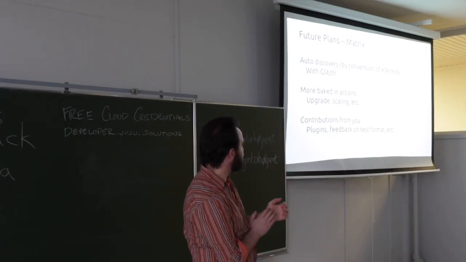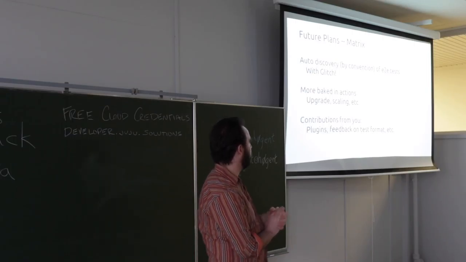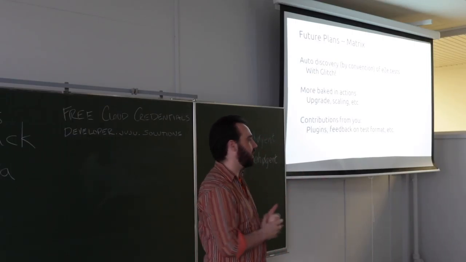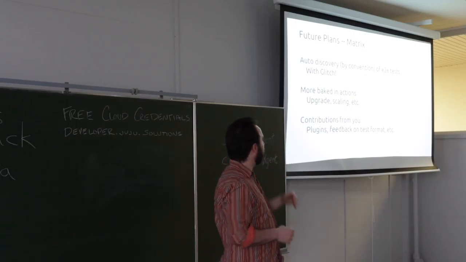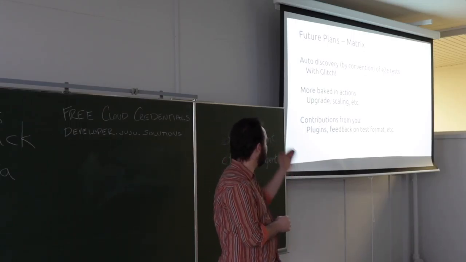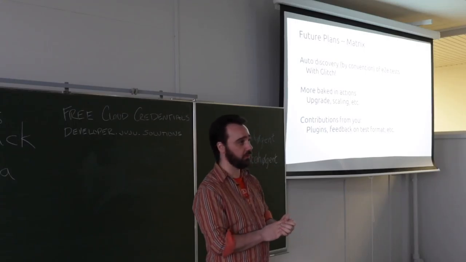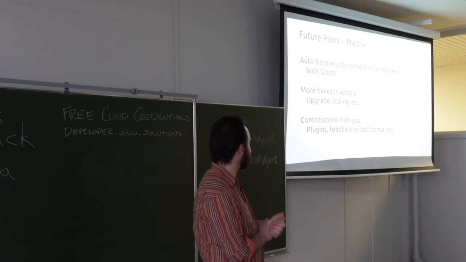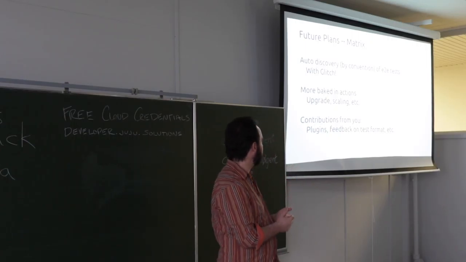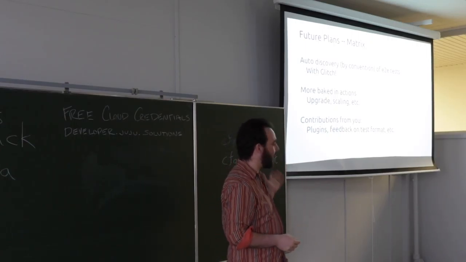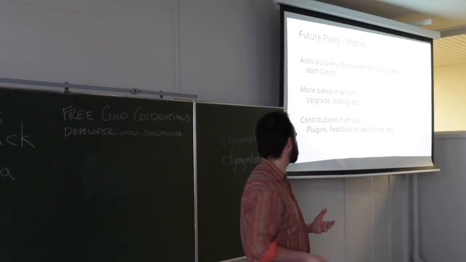We're also working on more baked-in actions for Matrix, upgrade, scaling up, scaling down, et cetera. Glitch will do some of that, but you can do that in a more organized fashion. And we would love contributions from you, and there will be a URL to Matrix at the end of this talk. Anything from contributing plugins to make it do more things, to feedback on whether the YAML files are easy to write, etc.